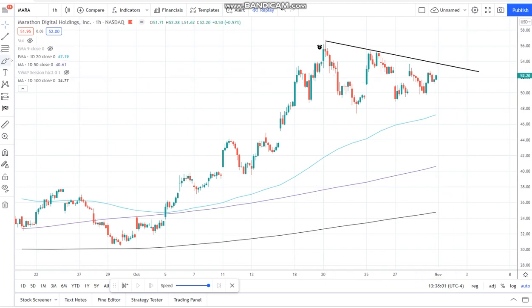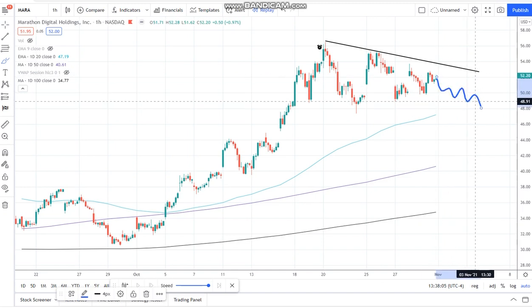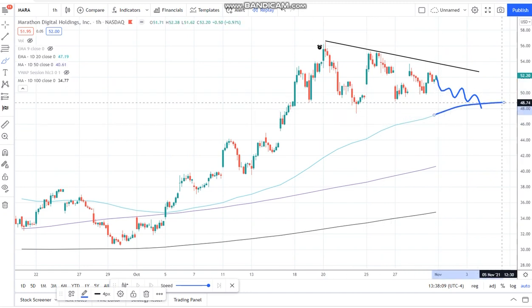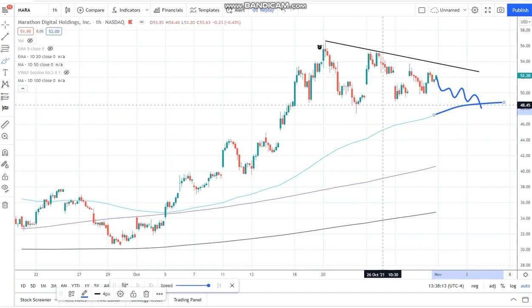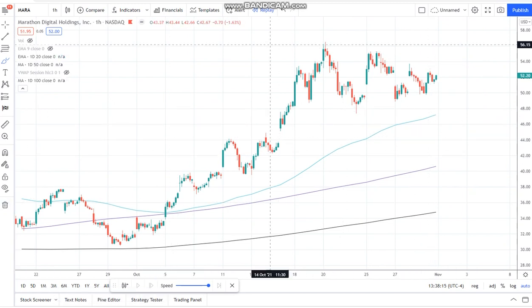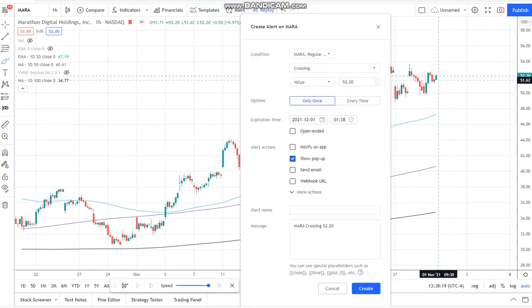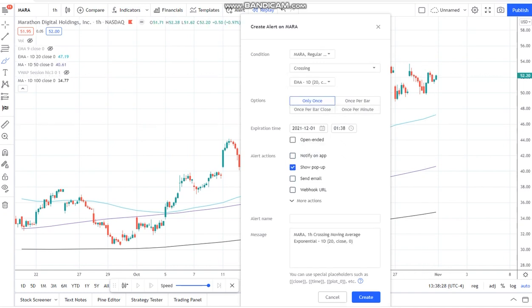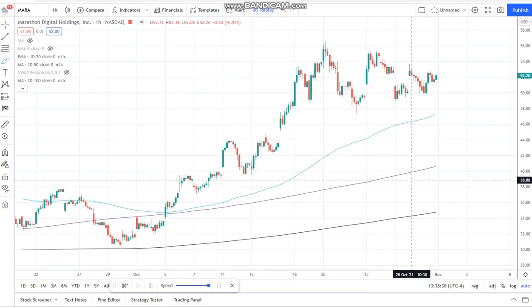If it doesn't break, let's say it does this, then nothing, right? But of course, if you want, you can also camp at the EMA 20. Most of the time, EMA 20 is a very strong support for the first time as well. So what can you do, right? You can also add in alert, Mara crossing, change this to EMA 20, this one, right? Don't go and select the wrong one. Right? I create an alert.